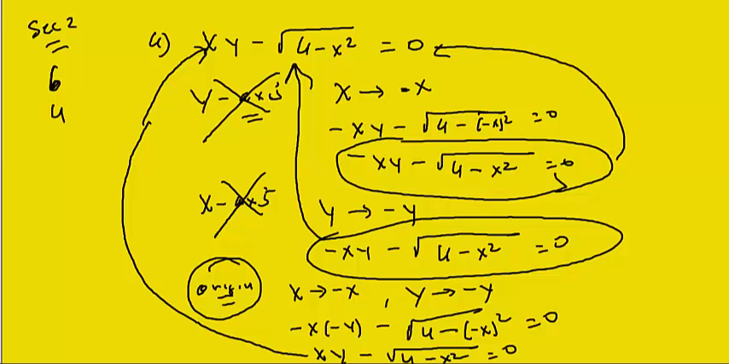So when you're checking for symmetry, for the y-axis you put in negative x, for the x-axis you put in negative y, and for the origin you put in both.